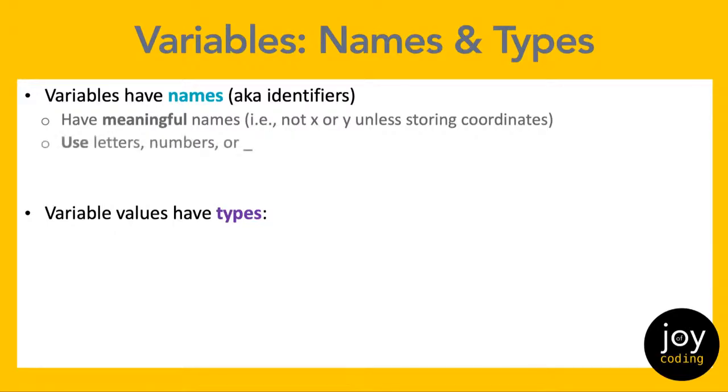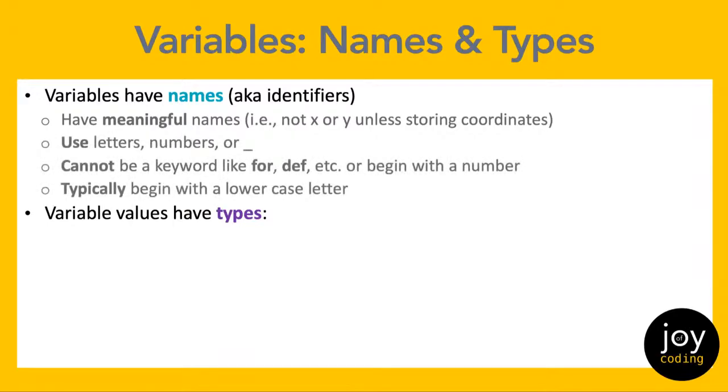When we create variable names, they can use letters, numbers, or underscore, and they cannot be a keyword in the Python language like for or def. They also can't begin with a number. They can have numbers in them, but it can't be the first letter. Typically, by convention, variable names begin with a lowercase letter. If you see an identifier starting with an uppercase letter, that's used by convention by other programmers to communicate things about that value. Variable values also have types.